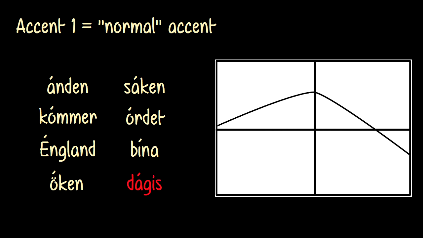dagis. This actually functions more or less like stress in general in any language. If you pronounce an accent 1 word with the same type of intonation as you would in English, you're going to hit the mark fairly well. For example, English baron versus Swedish barren. See? It's the same type of intonation. Remembering this, you'll find that accent 1 is actually pretty easy to master because it's so similar in structure to what you'll find in other languages. This is also the reason why Swedish loanwords generally have accent 1.